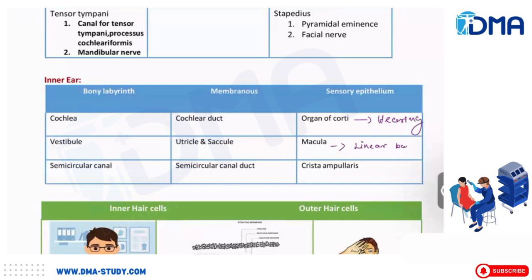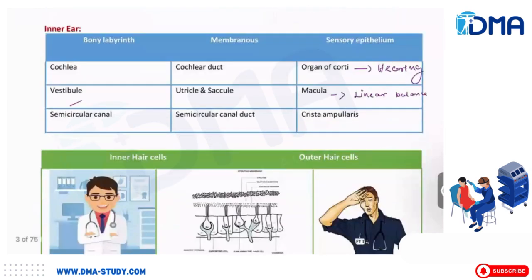Okay. So next one is semicircular canal. The semicircular canal is a bony labyrinth. The membranous labyrinth within the canal is called semicircular canal duct, and the sensory epithelium is called crista ampullaris. It is called crista ampullaris. All right.